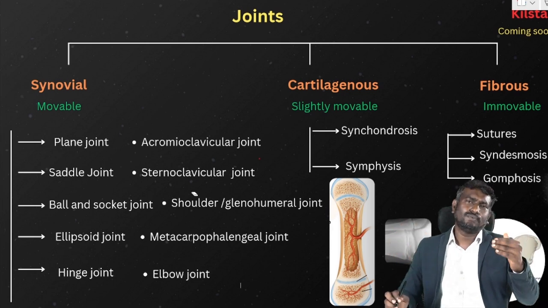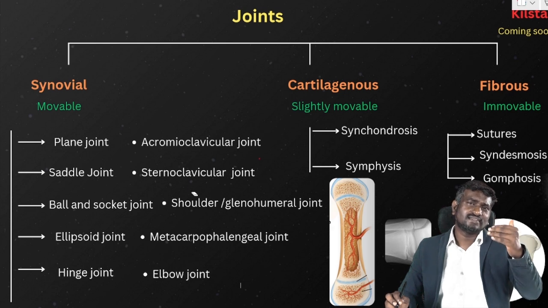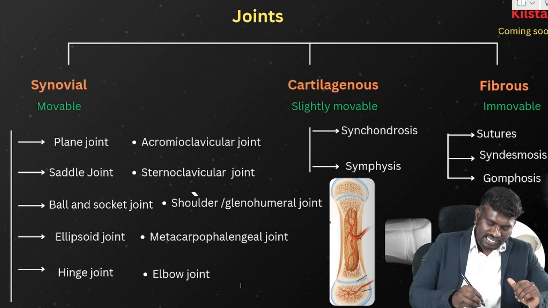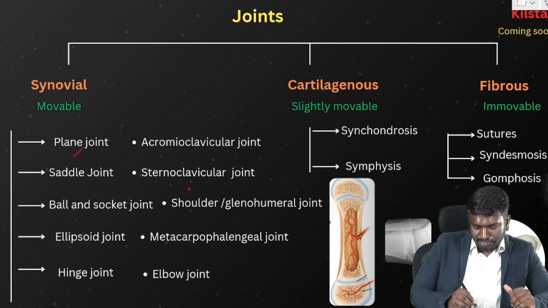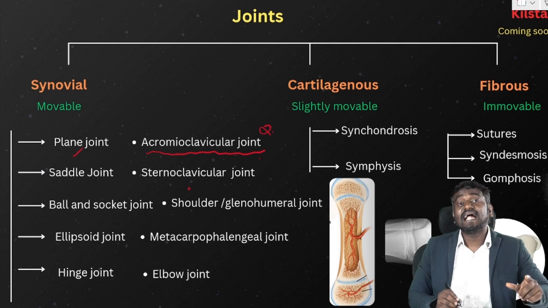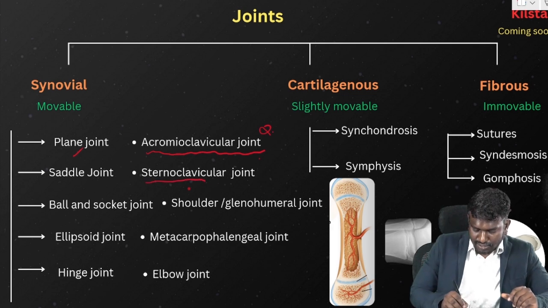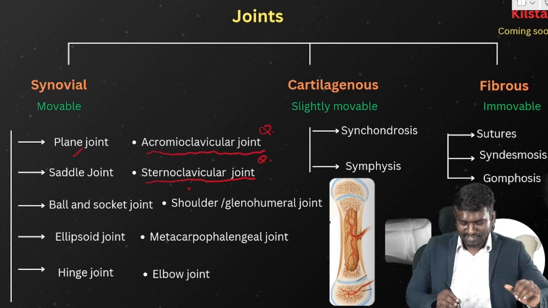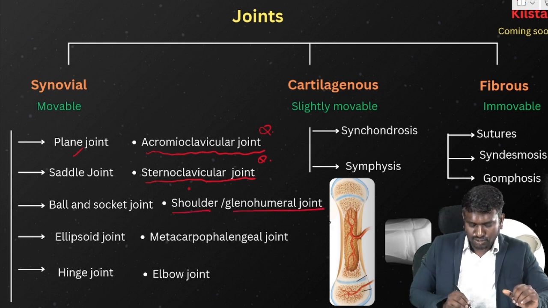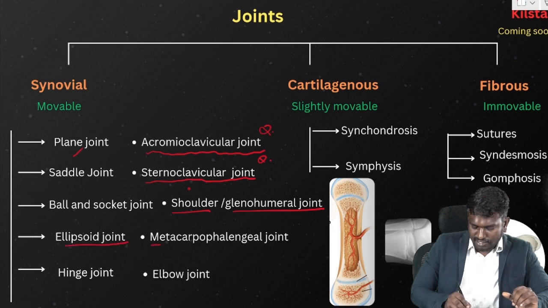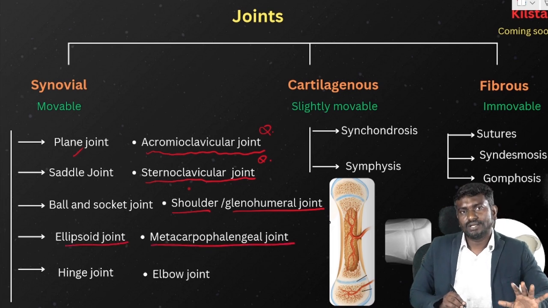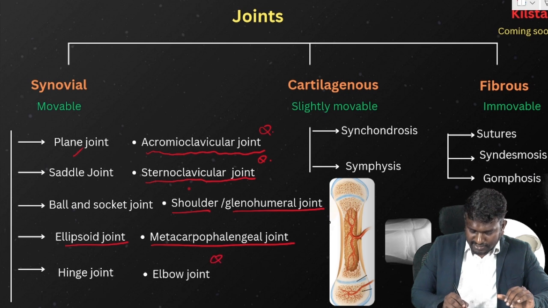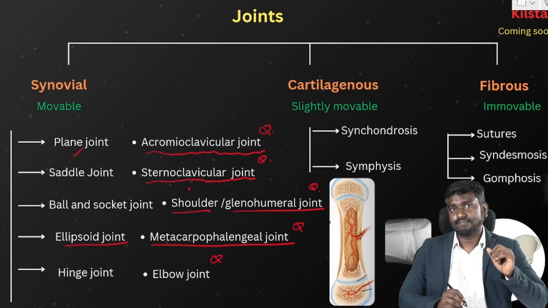Now let's discuss synovial joints in depth. We have the plane joint. An example is the acromioclavicular joint, very important. Saddle joint, example sternoclavicular joint, very important again. Ball and socket, our all-time favorite, is the shoulder or glenohumeral joint. Ellipsoidal joint is the metacarpophalangeal joint, and hinge joint, an example is the elbow joint. Please remember all of these are frequently asked questions in the exam.